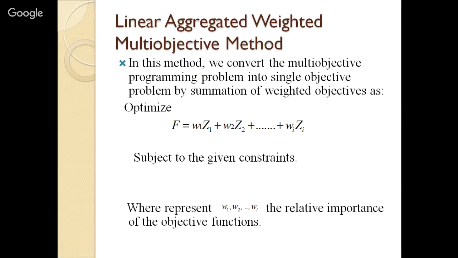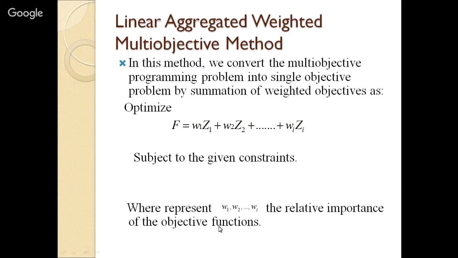Then we can use our graphical method or simplex method, or non-linear methods if the constraints are non-linear, and then we can find the satisfactory solution with reference to your relative importance. So this is converted into a single objective programming problem subject to the constraints, where W1, W2, Wi are the relative importance of the objective functions.